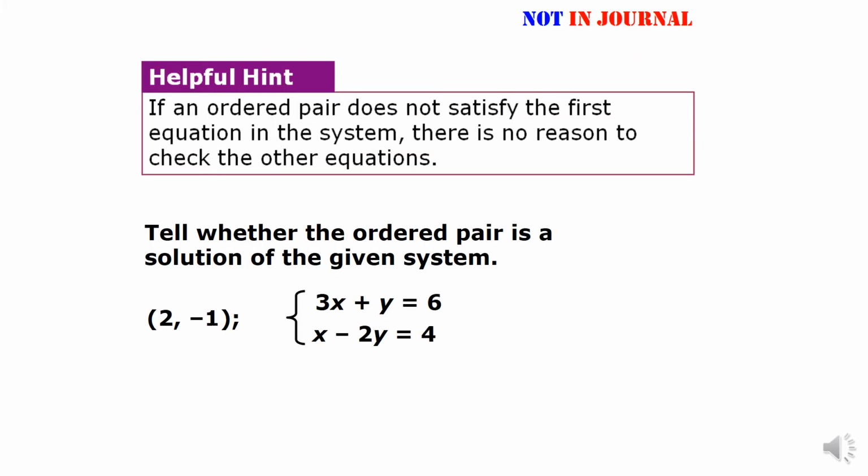All right. If an ordered pair does not satisfy the first equation in the system, there's no reason to check the other equations. That makes sense, because why go on? So let's look. We've got 2 times 3 is 6, minus 1 equals 6. It doesn't work, so my answer is no. Notice that I put this answer for each of them, but the final answer is yes or no.